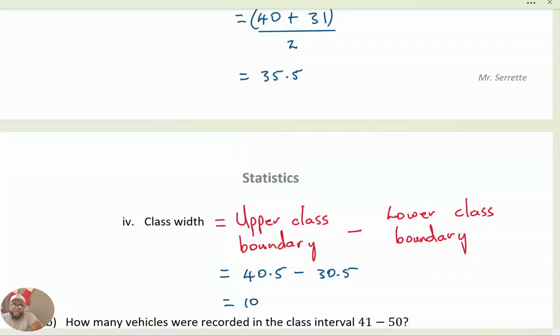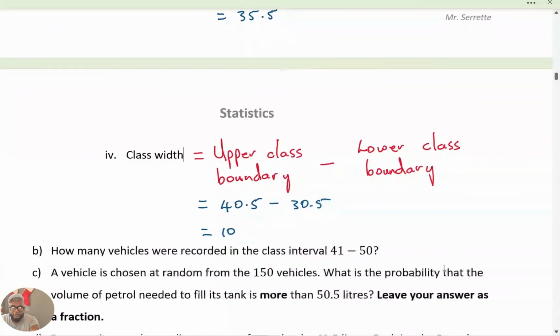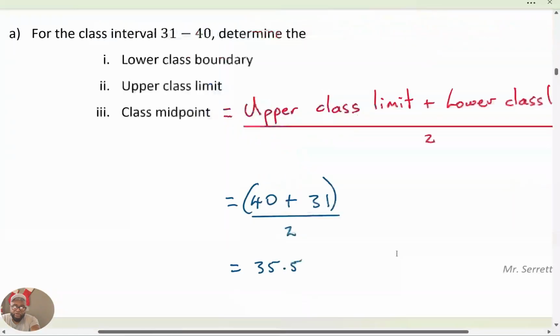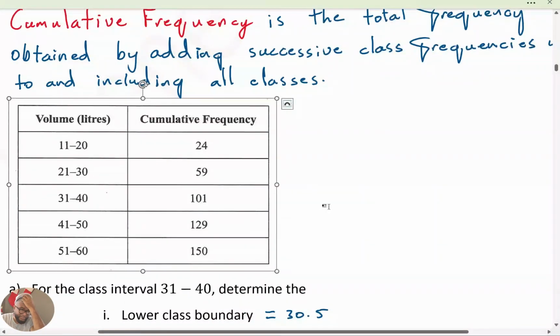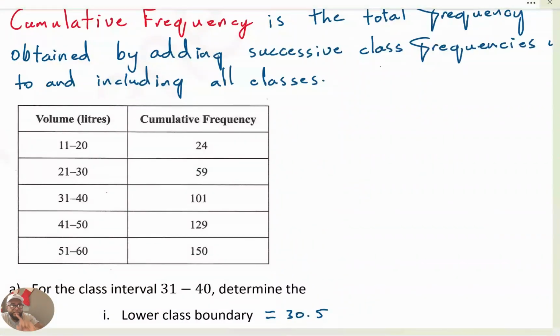How many vehicles? Sorry, do you all want to write? Anybody want to write? All right. How many vehicles were recorded in the class interval 41 to 50? So we're going up here, this class interval 41 to 50. Here is how many vehicles we will have in that. I'm going to draw my frequency column. So let me put frequency.